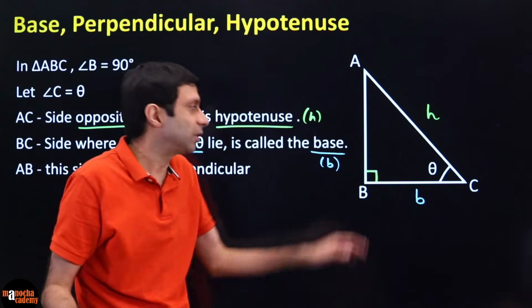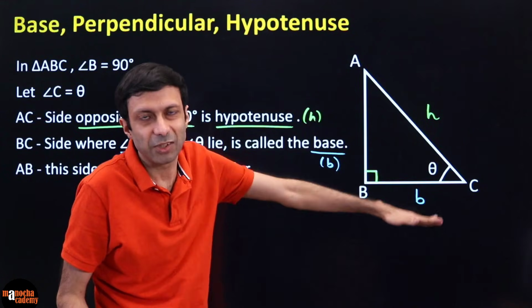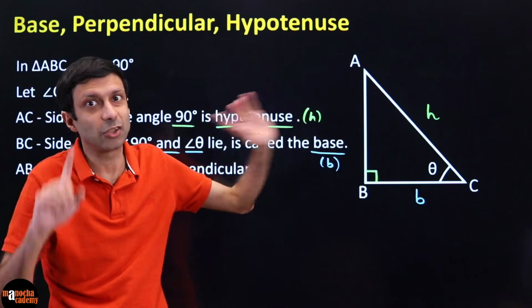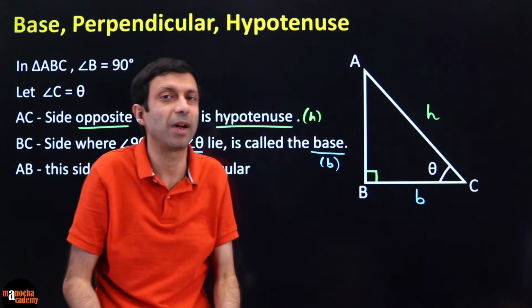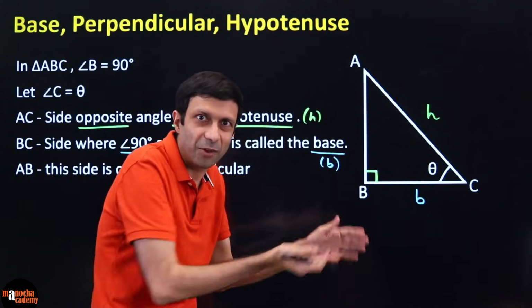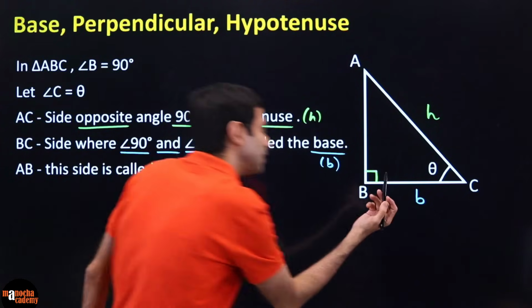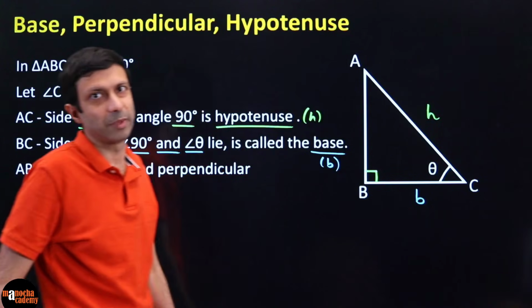Note that base is not just because, hey, here it's looking like the base, right? It's at the bottom of the triangle, or this is the base of the triangle. That's not the definition. The important thing to keep in mind, base is not the flat one or the one lying down here. Base is the one that contains 90 and theta. This is a very common mistake.